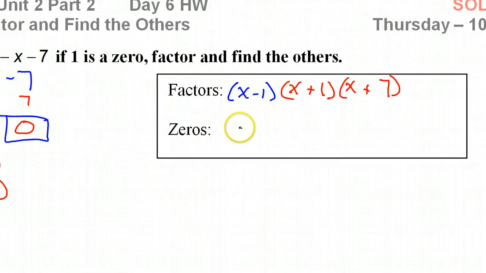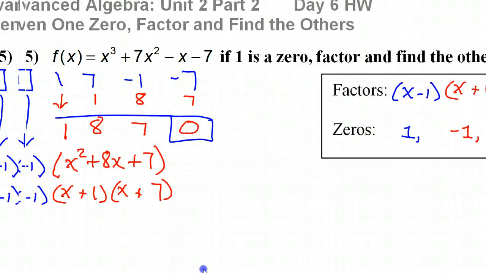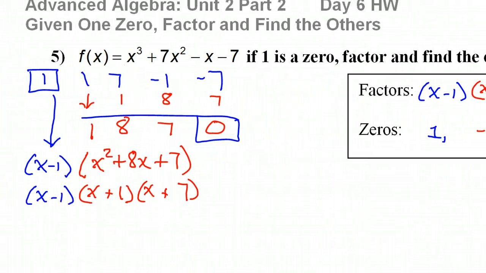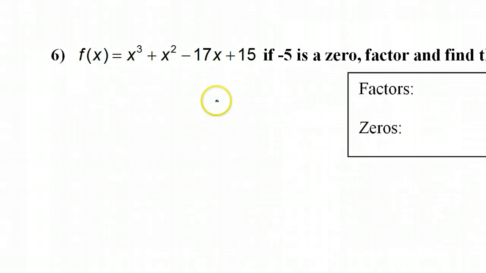So this gives me a 0 of positive 1. That's the one we already had. This gives me a 0 of negative 1. And this gives me a 0 of negative 7. Okay, what's next? All right, number 6.